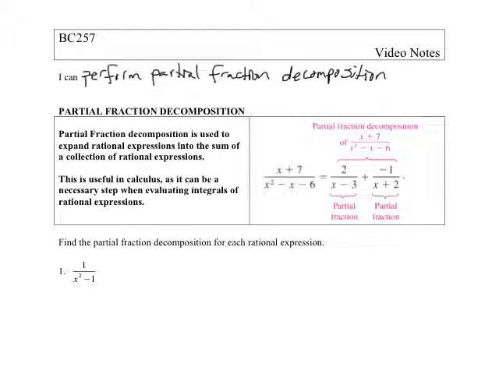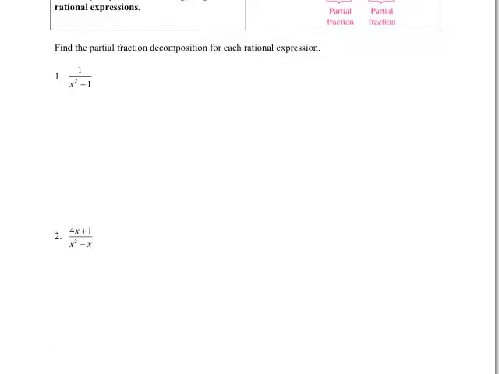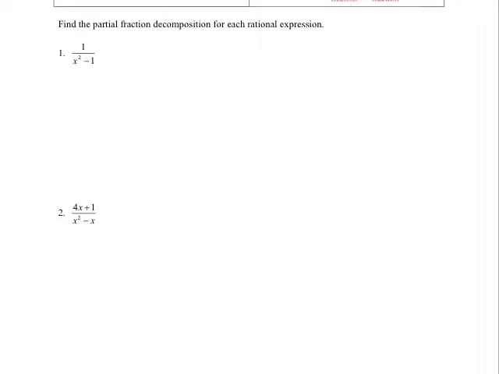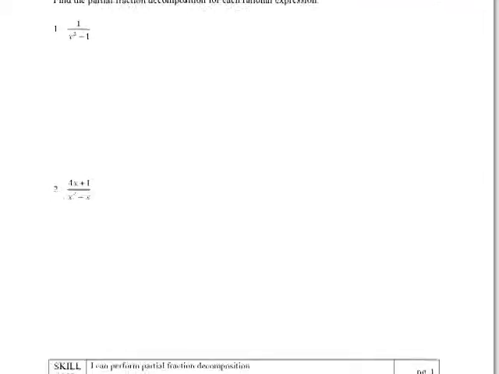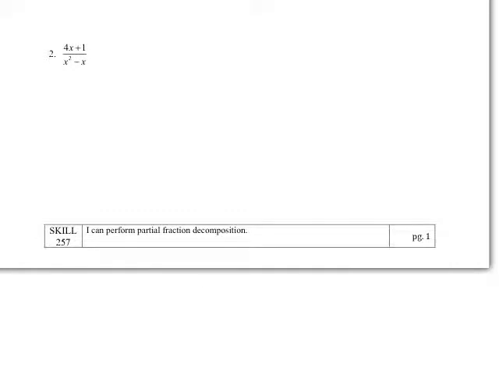Okay, so here we are with our video notes. I can perform partial fraction decomposition, and I've given you a quick image showing what partial fraction decomposition is. You're taking a rational function and splitting it into two partial fractions. If we were to add these two together, find the common denominator and add them, they would be equal to this. So let's learn how we do that. I'm going to start with problem number 2, leaving you 1 as part of your homework.